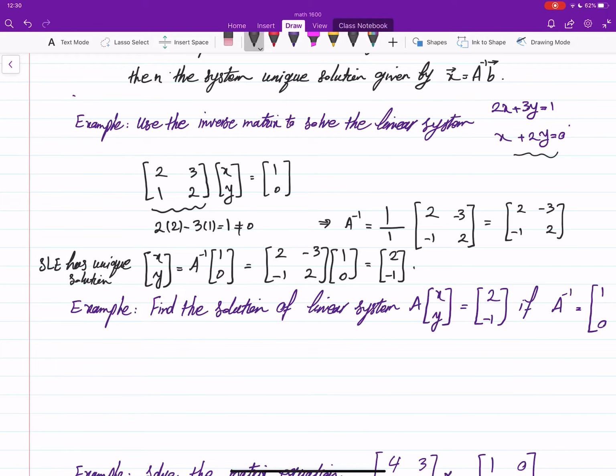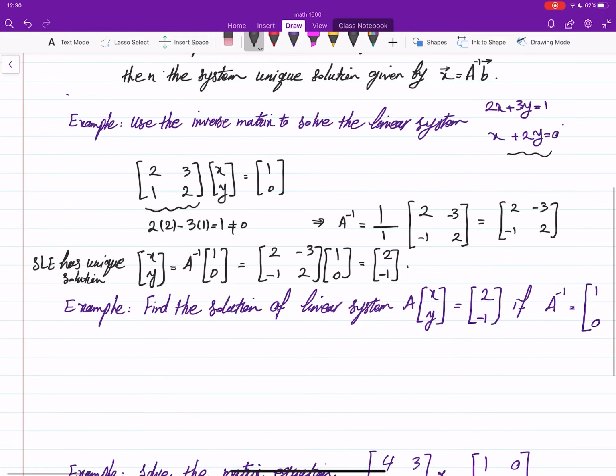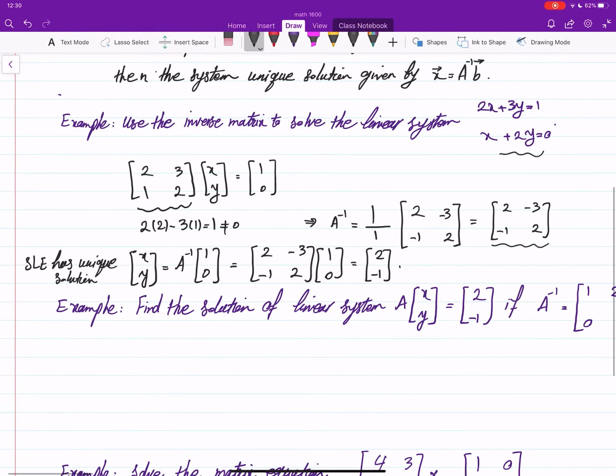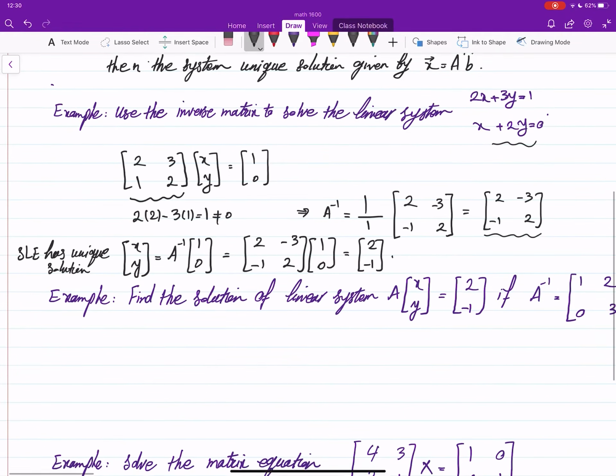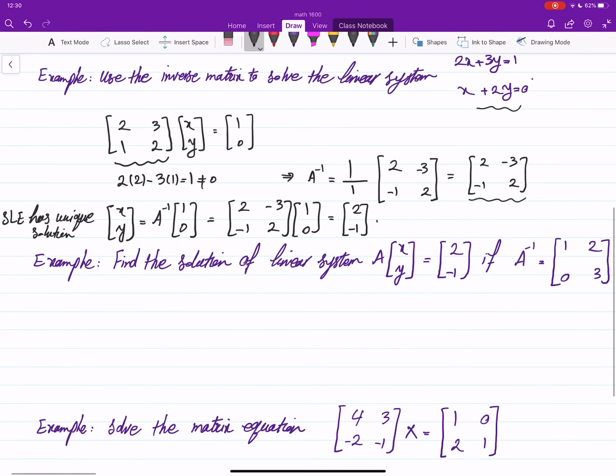And in this case, for a 2 by 2 matrix, the inverse is easy. Later we will learn how to find the inverse of matrices of other dimensions, and then you can do the same trick for general linear systems.